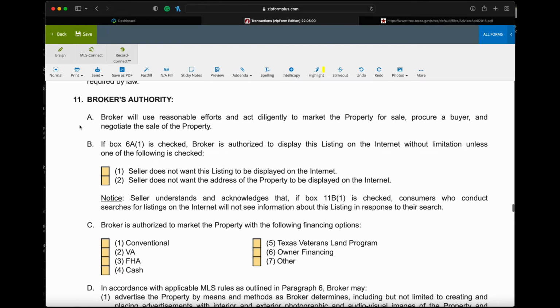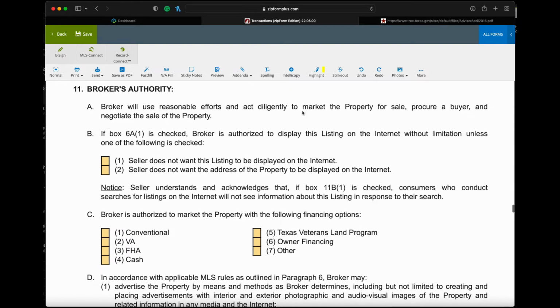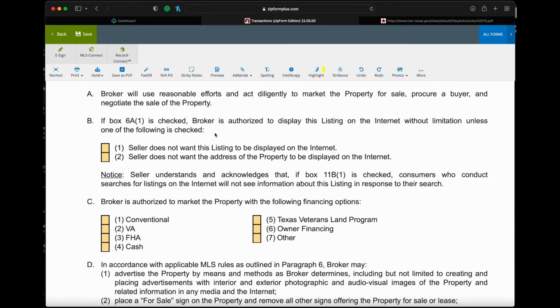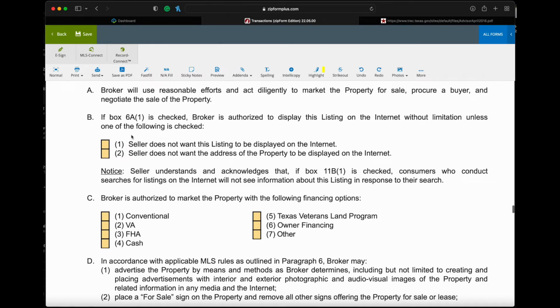All right, so this is the broker's authority, okay? The broker is you. The broker will use reasonable efforts to act diligently to market the house. So you're going to be advertising it, putting it on MLS, and telling all your buddy agents or any other prospects that you have. This is important right here. MLS also gives you that feature.